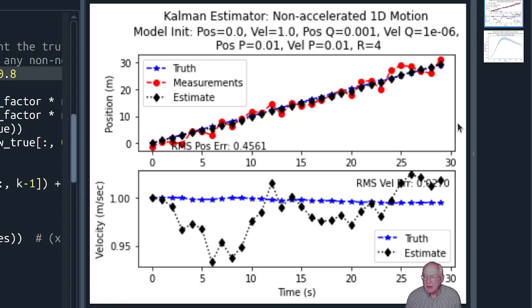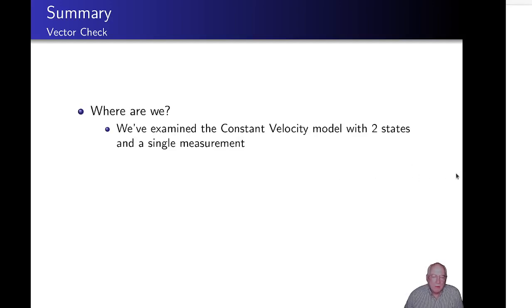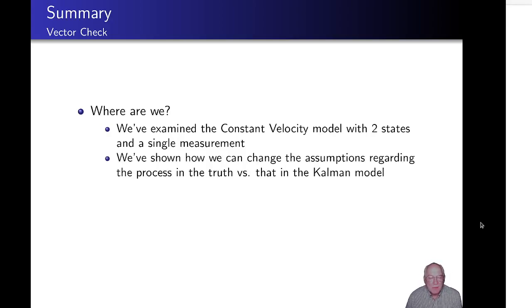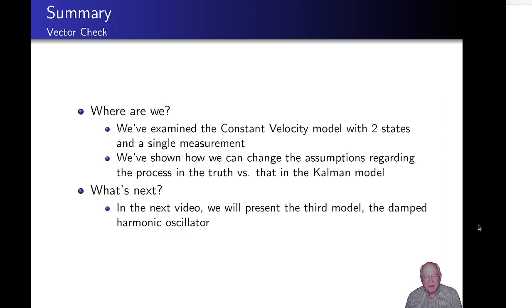Okay, that'll do it for this video. Let's see where we are. We've looked at the constant velocity model with two states and a single measurement. We've shown how we can change the assumptions regarding the process noise in the truth versus that in the Kalman model. So what's next? Next, we're going to look at the damped harmonic oscillator, which will have dynamic states in both position and velocity. So we'll see you in the next video.